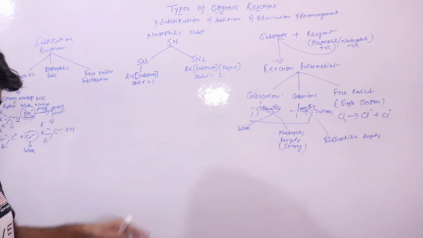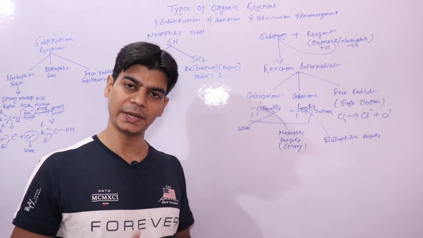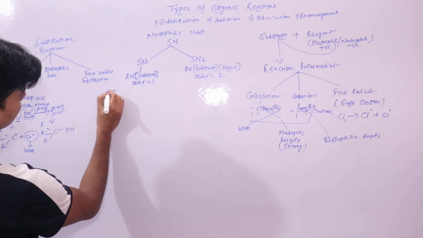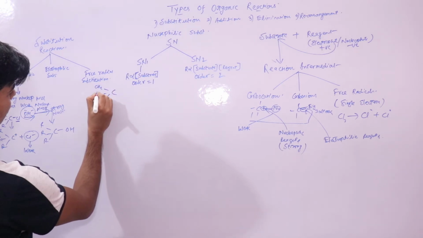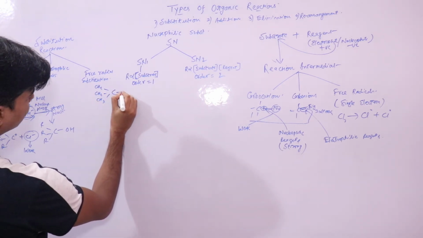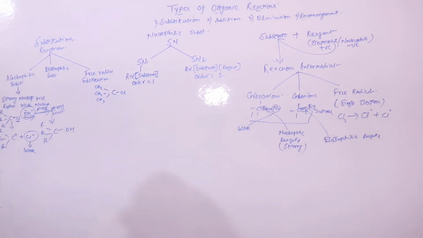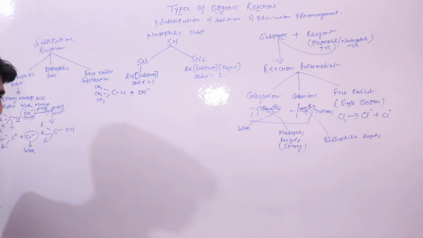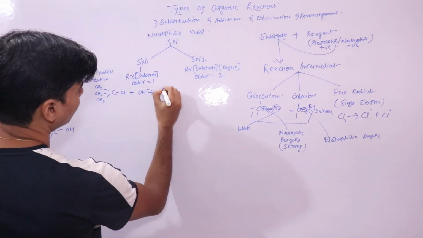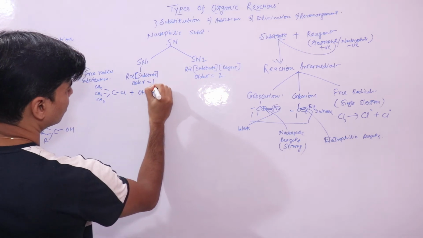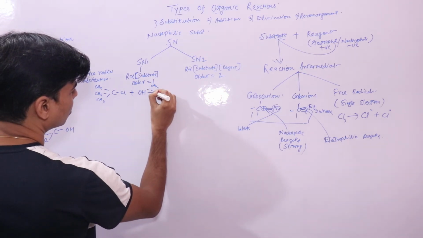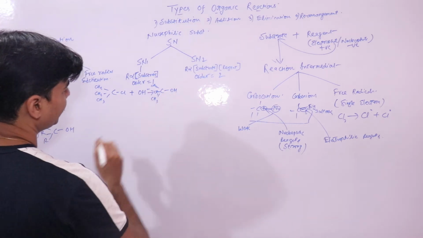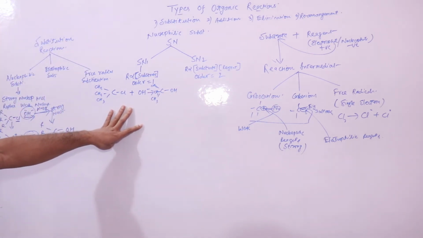So SN1 reactions, basically all tertiary halides will undergo SN1 reactions. For example, this is your tertiary halide, a haloalkane. In the presence of sodium hydroxide, giving you OH, it will form tertiary butanol. Now this reaction takes place in two steps.